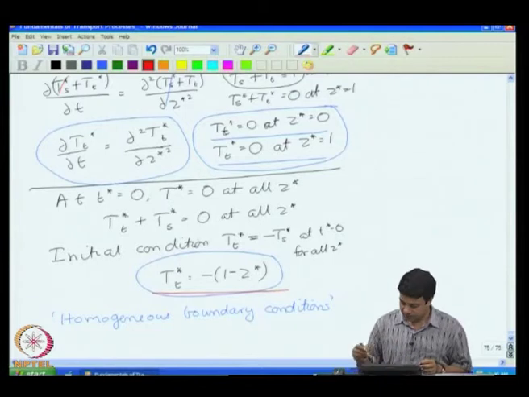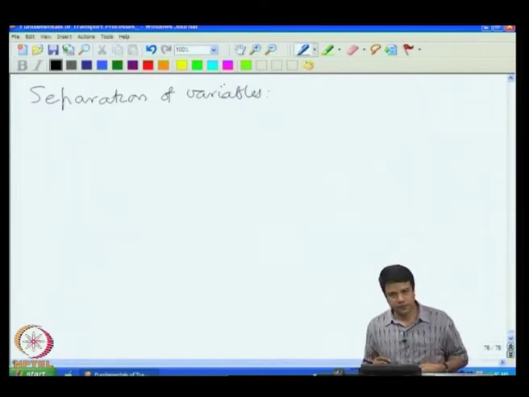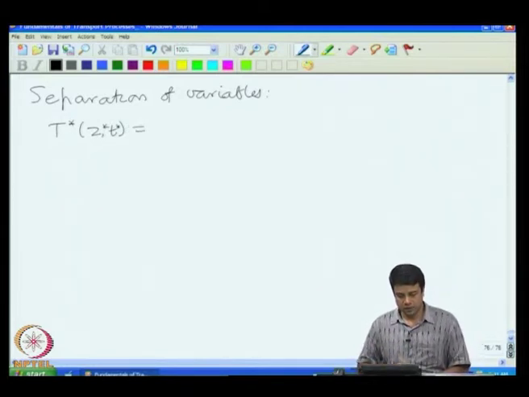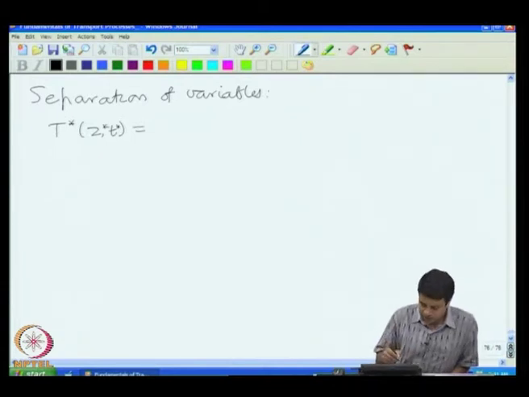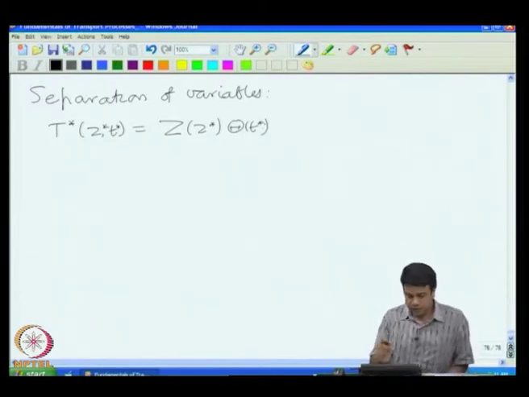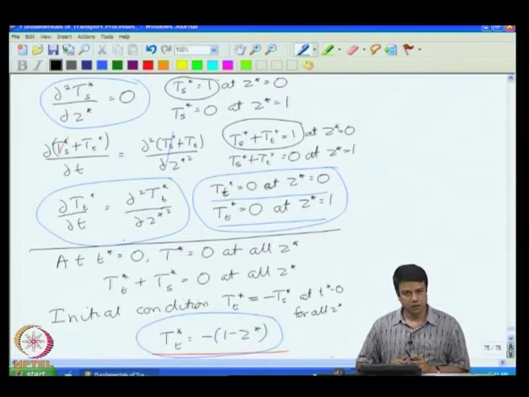So, how do we solve this equation? We solve it by a method called separation of variables. I have a temperature field which is a function of z star and t star. This temperature field I write it as the product of two functions, z of z star times I will call it as theta of t star. My original equation was a partial differential equation. The original equation that I have here is a partial differential equation of a function that depends both upon z and t. Now, I am separating it out into two parts, one which depends only upon z and the other which depends only upon t.